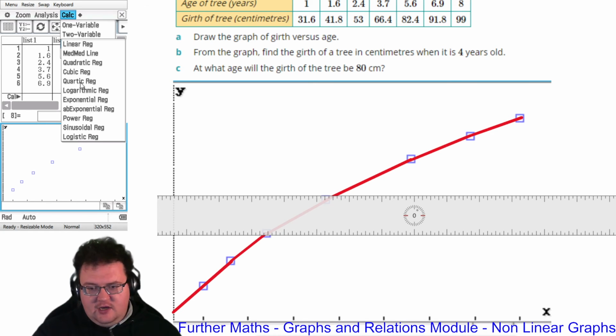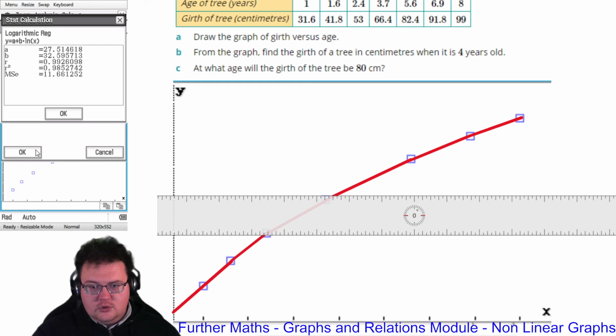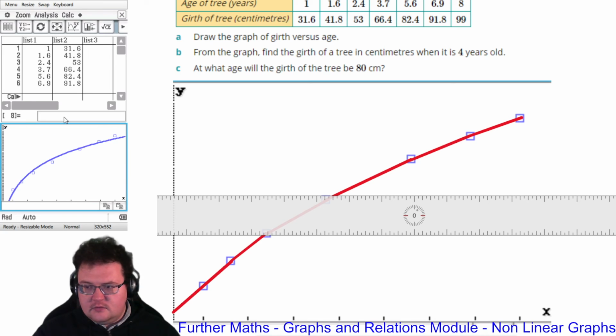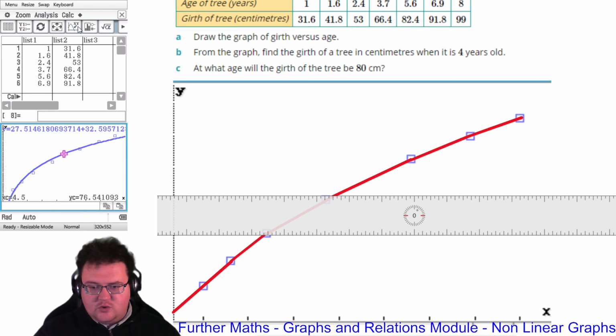And I can go into my logarithmic regression and I can do a graph using a logarithmic regression instead. And it gives me something very similar to what it actually is. And the best part is I can trace along this regression line and make meaningful predictions with it as well.